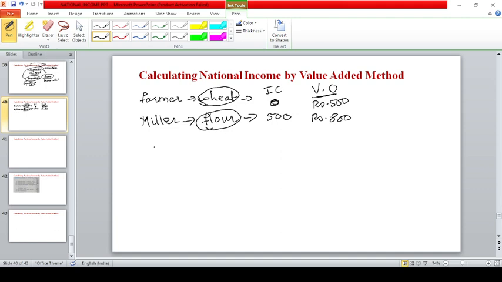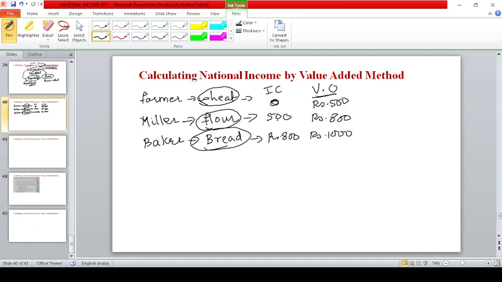Now supposing that this flour is further purchased by a baker. Now this baker has produced, you can say, bread out of it. Okay, so what he has done, he has purchased the flour of rupees 800, and the output he has produced is of value, we are just assuming, 1000. Okay, so this is how the entire process goes on.